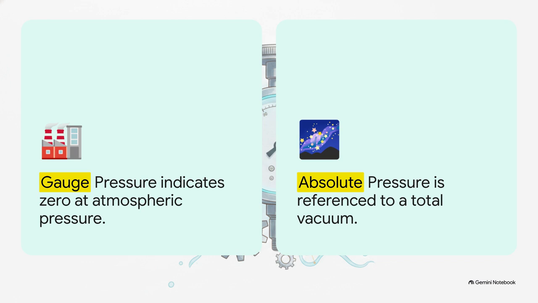They're calibrated to read zero at our normal atmospheric pressure. They're only measuring the difference between the actual process pressure and the atmosphere around it. We call that gauge pressure. So mathematically, absolute pressure just equals gauge pressure plus atmospheric pressure.